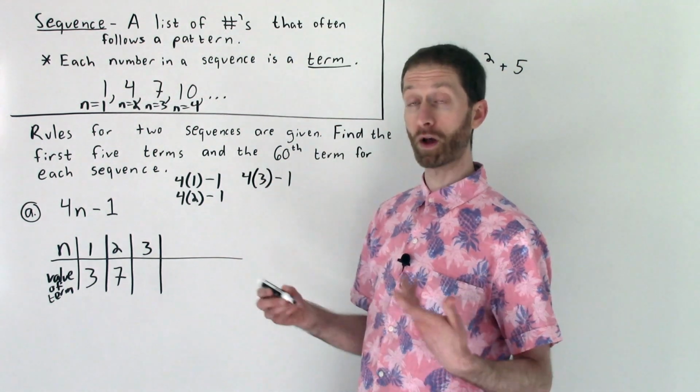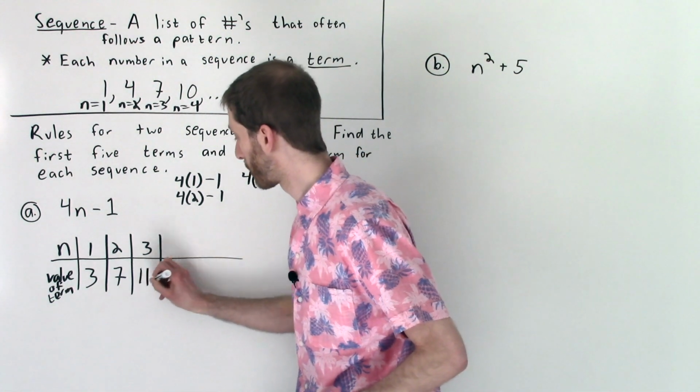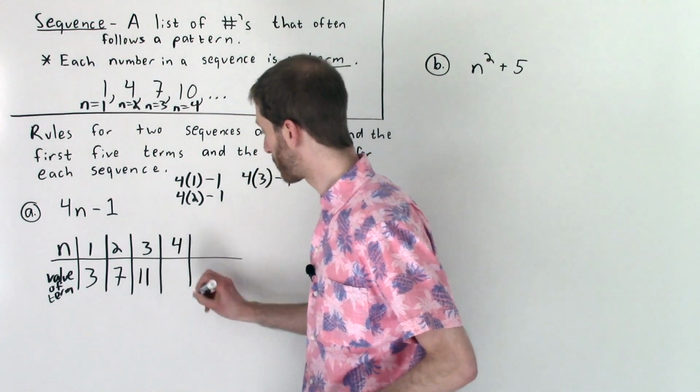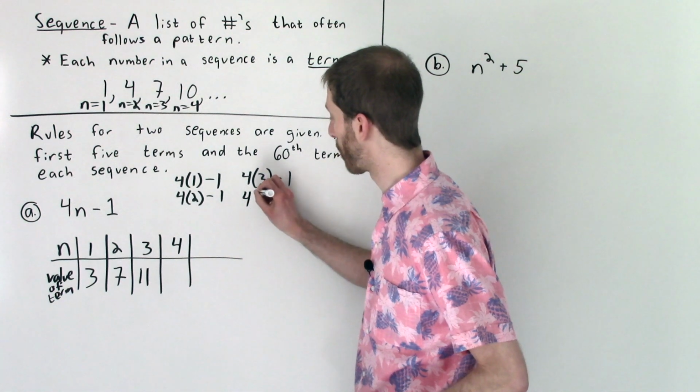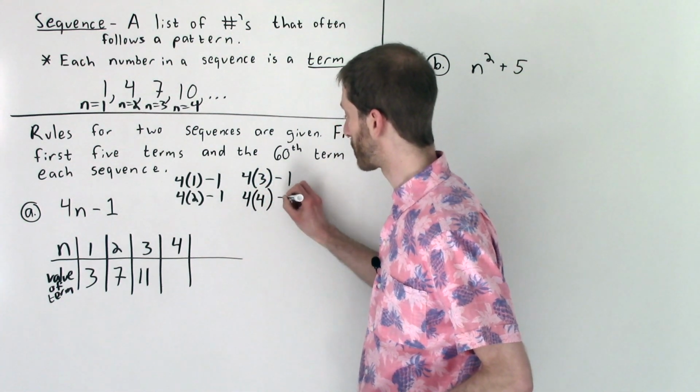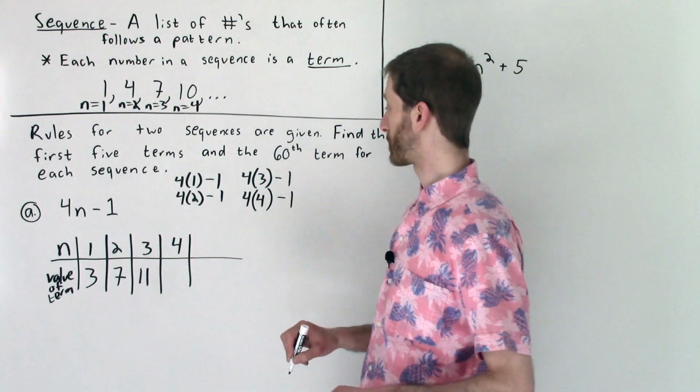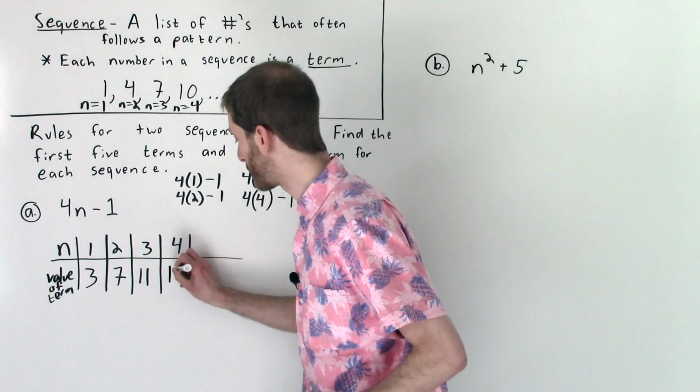That's 12 minus 1 is 11. And then we go on to the fourth term. I think we see the pattern here. We're going to multiply 4 by the fact that we're at the fourth term, minus 1. 4 times 4 is 16, minus 1 is 15.